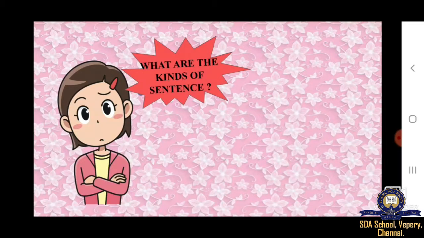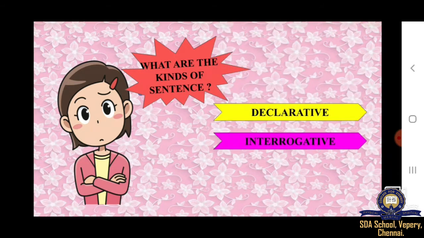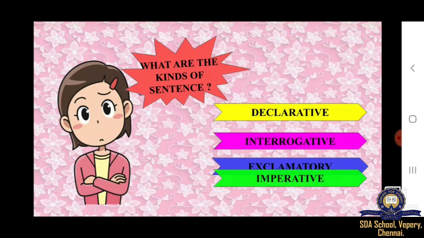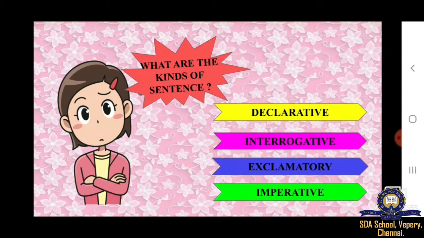What are the kinds of sentences? Yes, they are declarative sentence, interrogative sentence, exclamatory sentence, and imperative sentence.